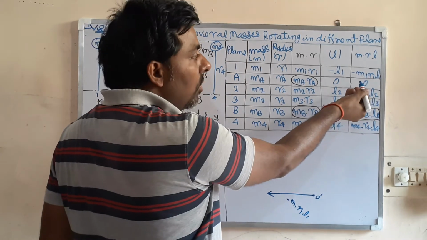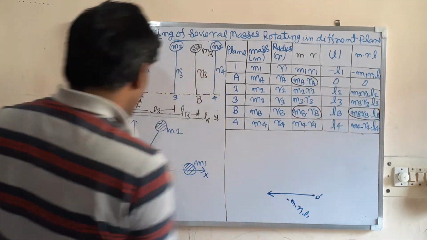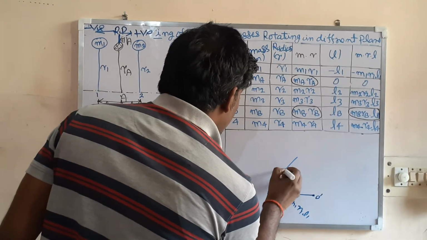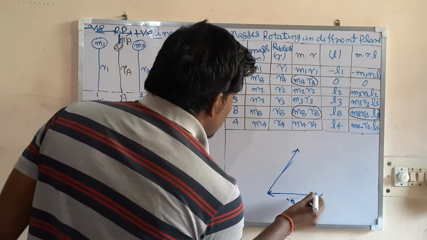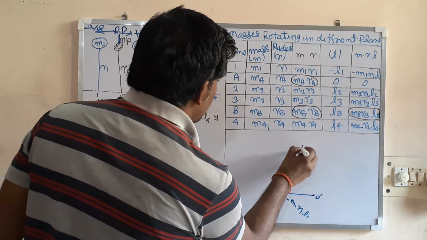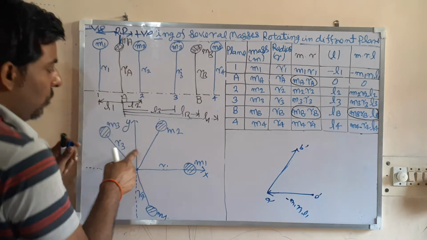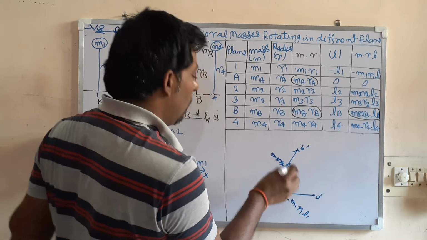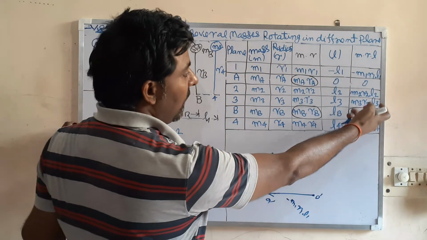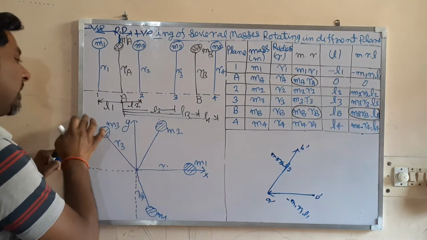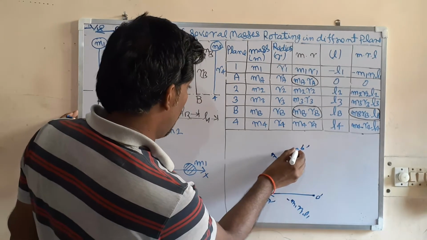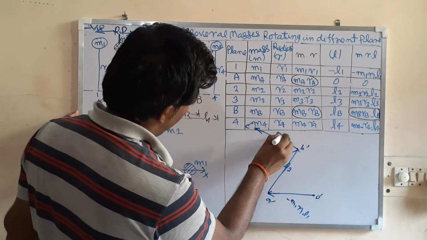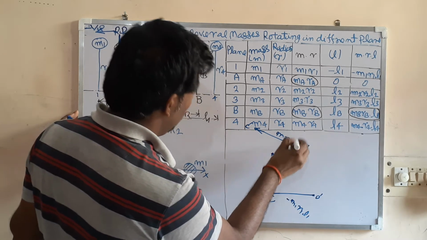So the next one is 0. You leave that. Then m2 r2 l2. This is positive, so that will be radially outward. Let us say this is A dash. This is B dash, for 2, this is m2 r2 l2. Then the third one is m3 r3 l3. That is plus, so that will be in this direction. So this will go somewhat here. Say this is C dash. So this is m3 r3 l3.